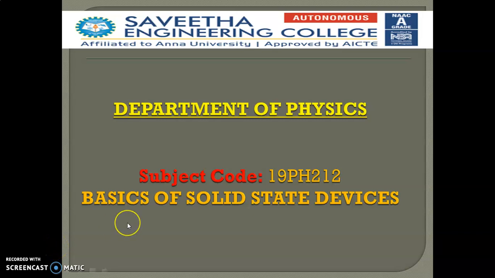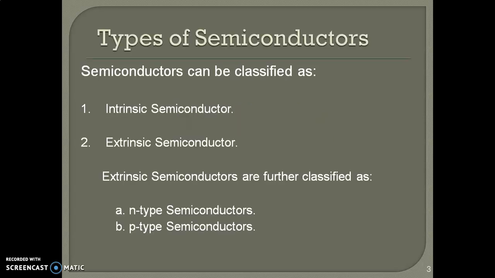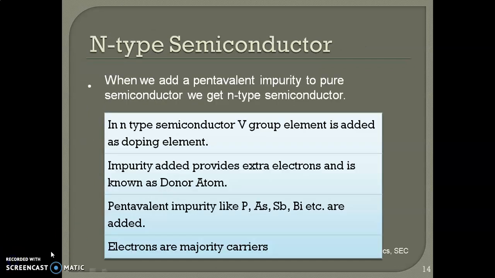Today we are going to study about the N-type and P-type semiconductor. Generally, the semiconductors are classified as intrinsic semiconductor and extrinsic semiconductor. Depending upon the type of impurity added, the extrinsic semiconductors are classified as N-type semiconductor and P-type semiconductor. Now we are going to study about the N-type semiconductor.